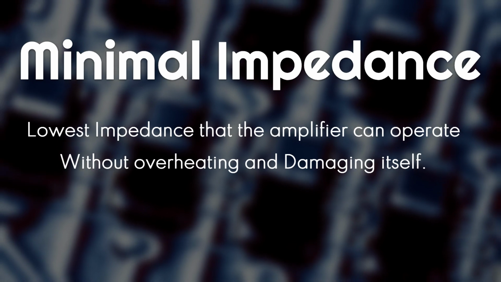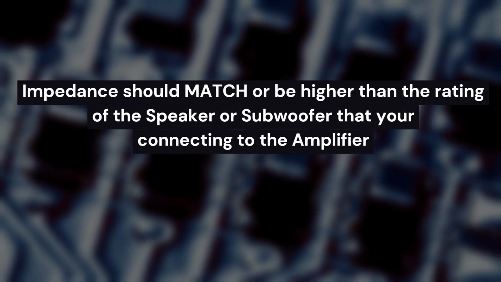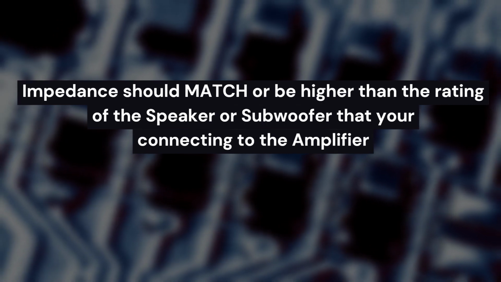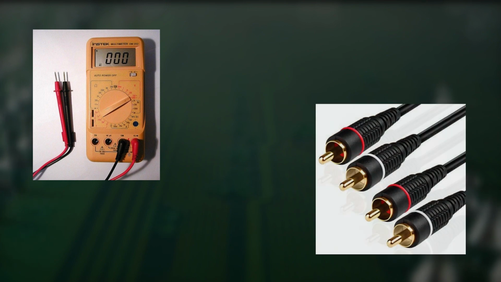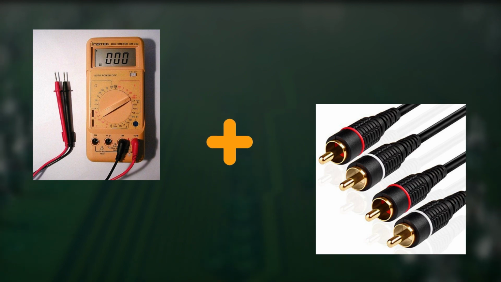The impedance rating of an amplifier should match or be higher than the impedance rating of the speaker or subwoofer that you're connecting to the amplifier. The sensitivity of an amplifier is measured in volts, and it indicates how much input signal voltage the amplifier needs to produce its rated power output.